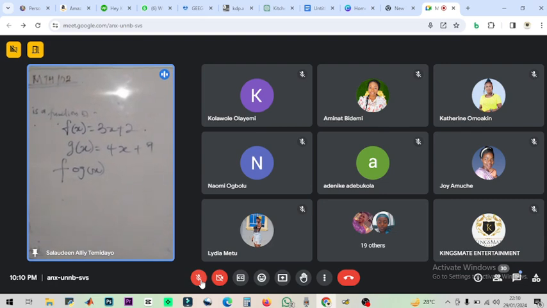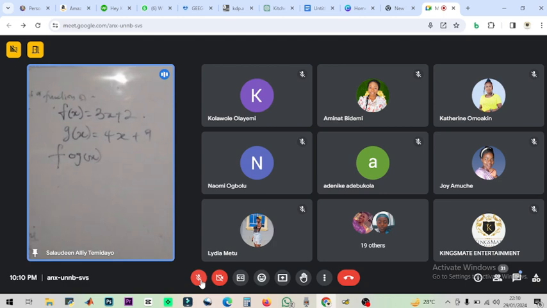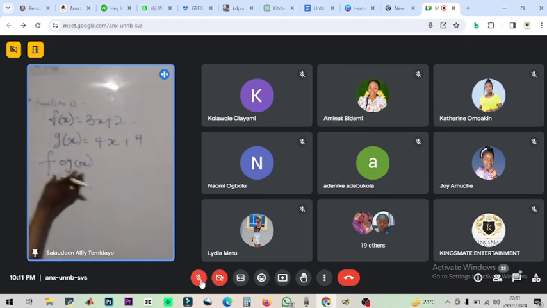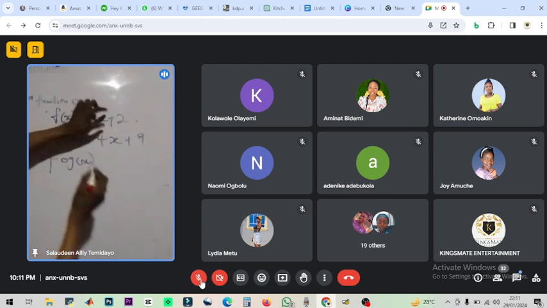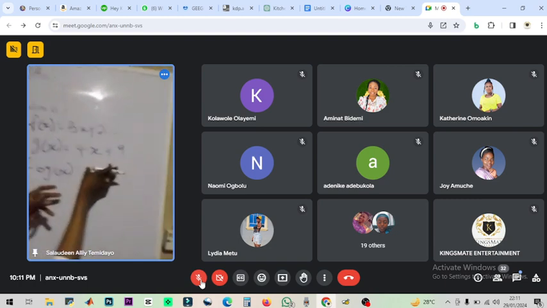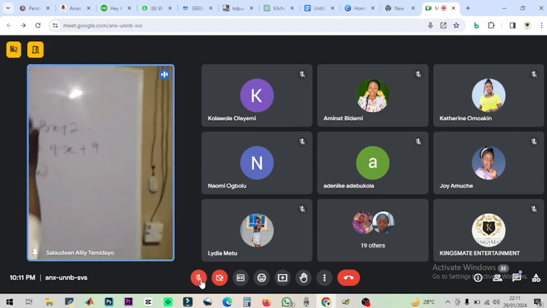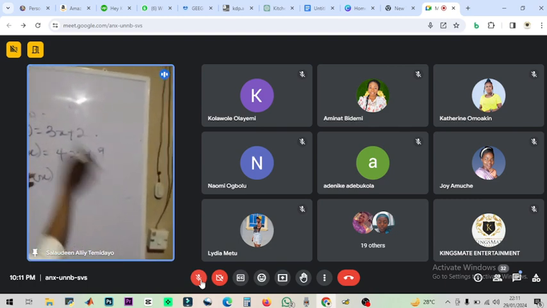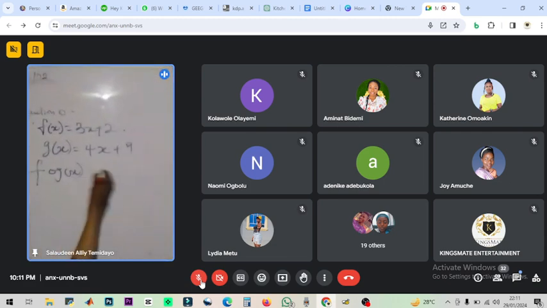Is there anyone who has an idea about it before? Maybe it looks familiar. Let us solve it together. It is very simple. f of g of x means where you see x inside f of x, you use the whole of g of x to represent it. This is what we are doing. Very, very simple.